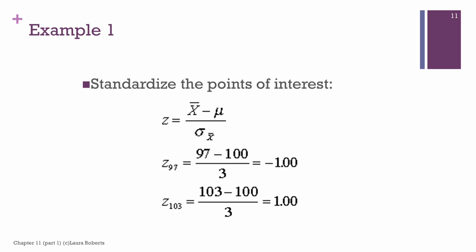Let me give a reminder here. We're looking at the standard deviation of the sampling distribution, not the particular sample of interest and not the population standard deviation. The standard deviation of the sampling distribution is the one we've been calling the standard error of the mean. A z-score for the value 97 is equal to 97 minus 100 over 3, and that's equal to -1. A z-score for the value of 103 is 103 minus 100 divided by 3, and that is equal to +1.